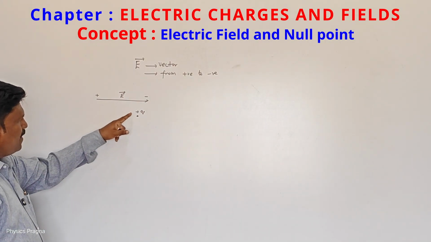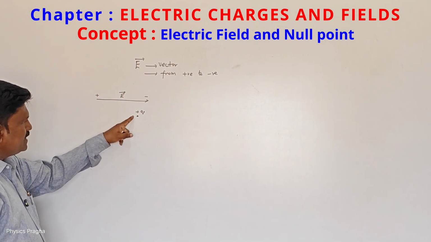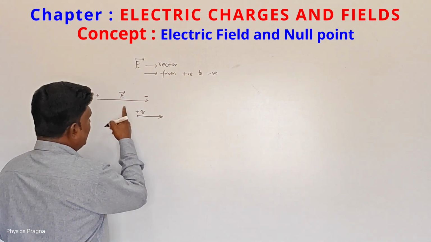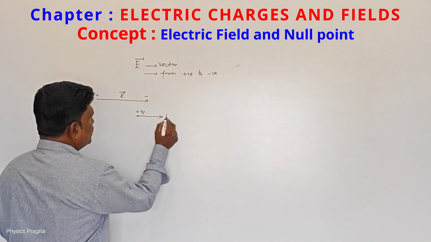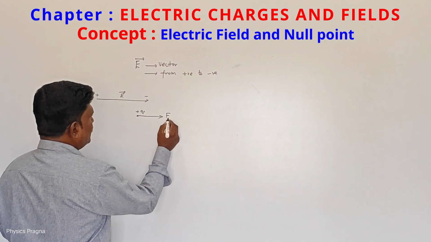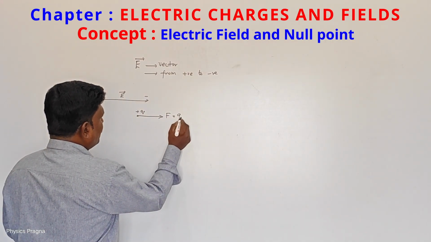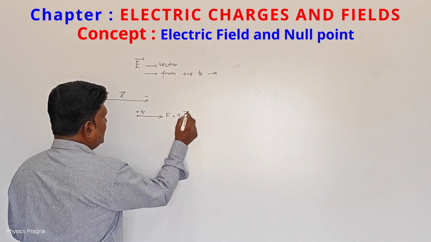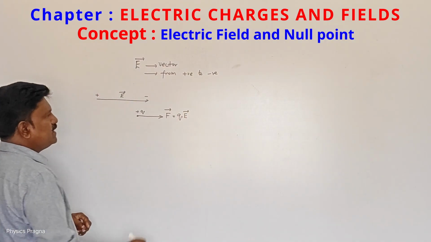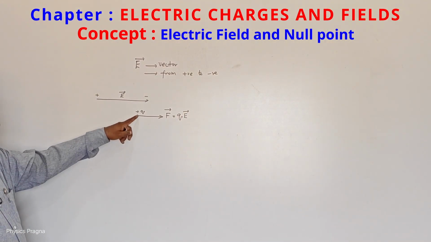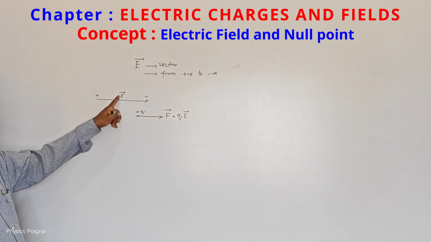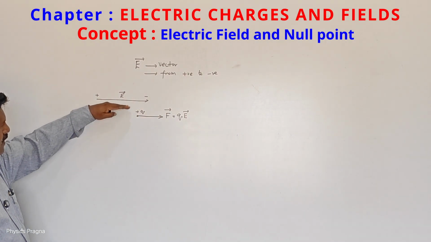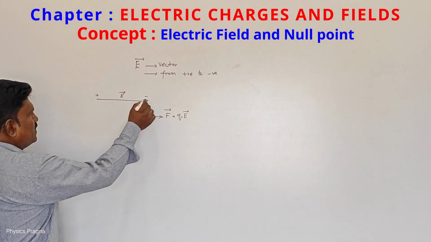the electric field applies the force on the static positive charge in the direction of electric field. The force applied by this electric field is the product of charge and the electric field. This is the force applied on the positive charge by the electric field. The force will be in the direction of electric field itself.